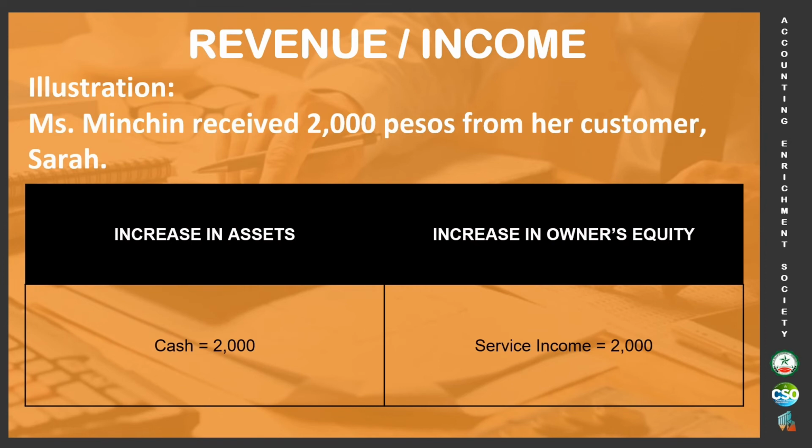I provided a simple illustration for you guys to understand properly. So, ang sabi dito, Miss Minchin received 2,000 pesos from her customer, Sarah. So, si Miss Minchin daw naka-receive ng 2,000 pesos from Sarah na customer niya. Yung 2,000 pesos na yon, it is a cash. And cash is considered as an asset, in short, current asset. That's why merong increase in assets si Miss Minchin na 2,000 pesos kasi yun yung na-receive niya. And since nag-increase yung asset ni Miss Minchin, her owner's equity also increases for 2,000 pesos kasi ito yung kinita ni Miss Minchin from rendering a service.